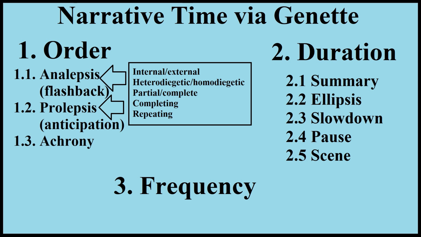So, order, duration, frequency. Basically, think about the events that take place. Do events take place chronologically, or do things get varied and changed up? Now, order is the one that's really looking at chronology specifically. So, if a story is in chronological order, that means that the events occur as they occur. So, it starts at the beginning, and it ends at the end. That is a chronological order.